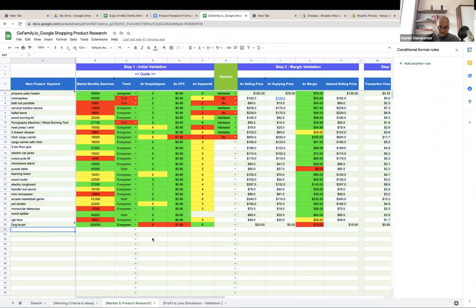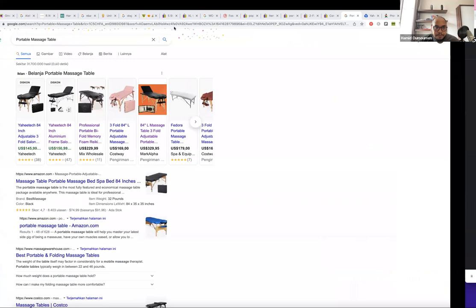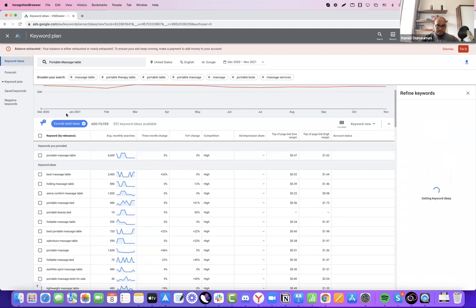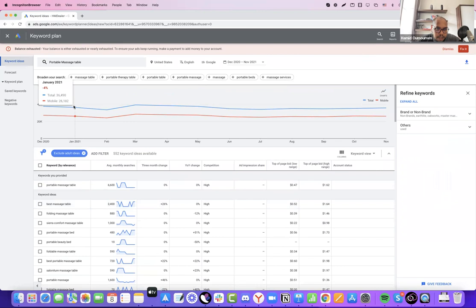Let's use, for example, portable massage table, because massage table is broad. There are a lot of types of massage table, but for the portable one there are limited types. Let's check the keyword planner. Okay, we see 36, and the average CPC is 1.6.